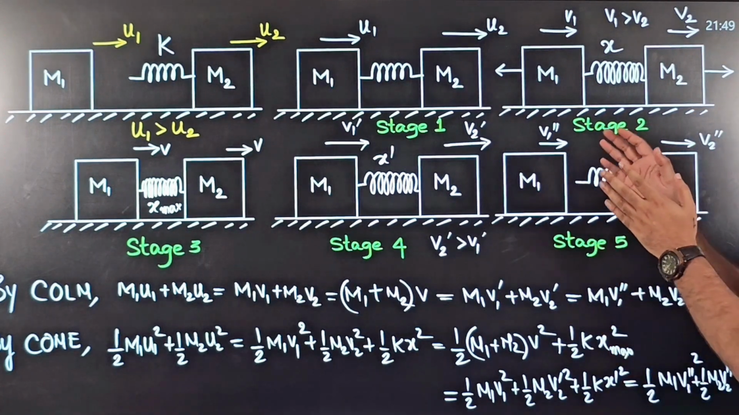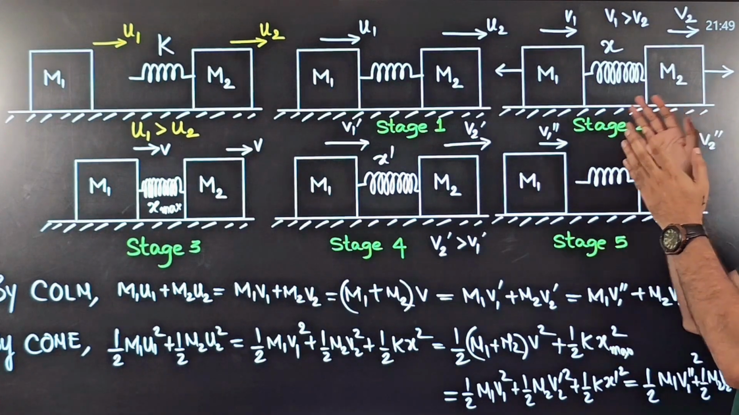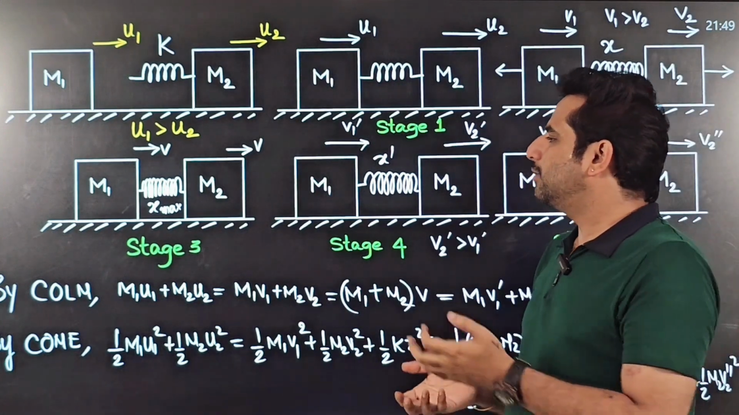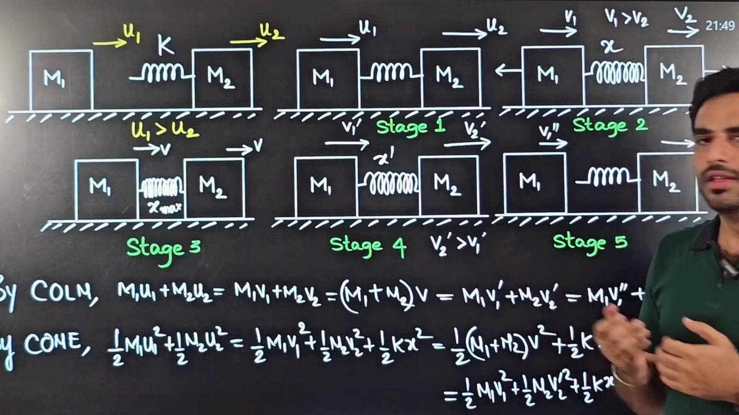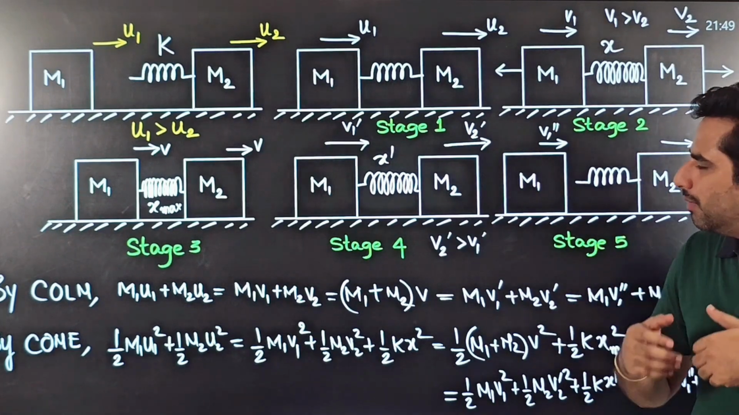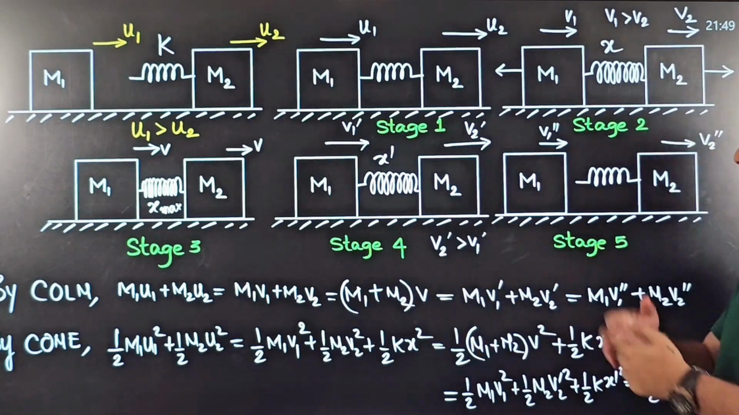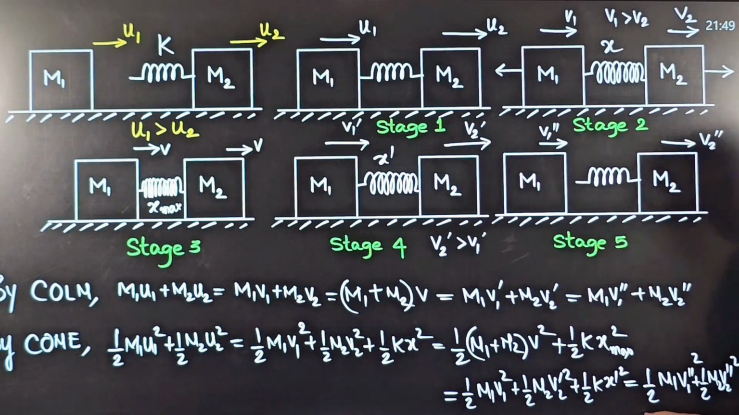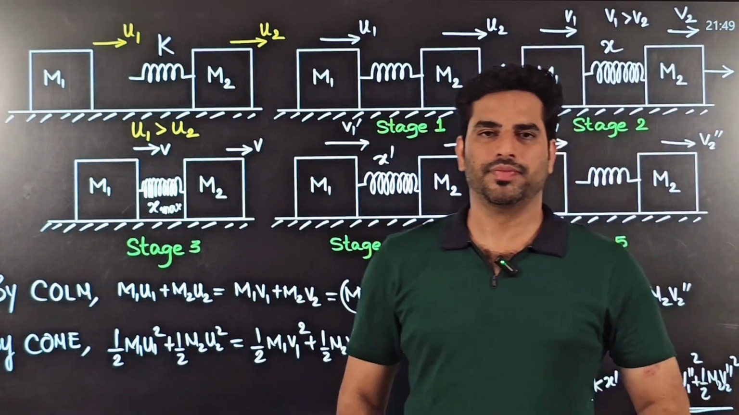So part of kinetic energy is converted to spring potential energy. Stage 3, there is maximum spring potential energy. Again, spring is getting back to its natural length. Spring potential energy is being given back to the blocks. Finally, the entire spring potential energy is given back to the blocks. Final energy is purely kinetic energy. So this is the process of collision.